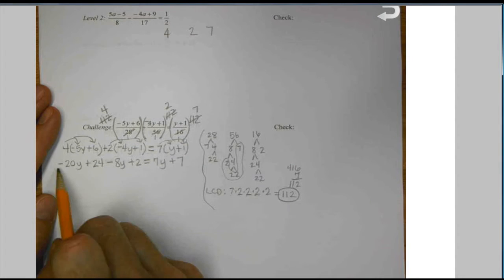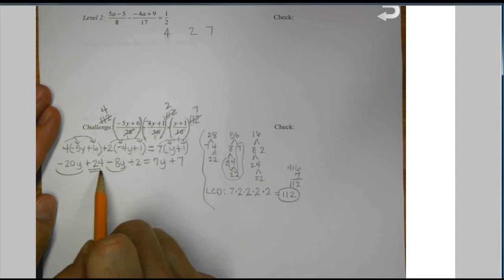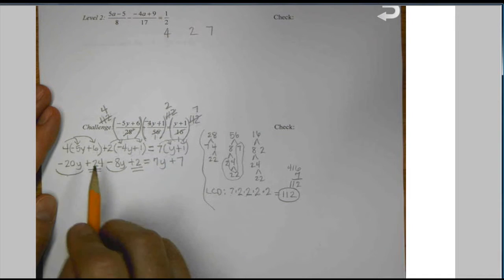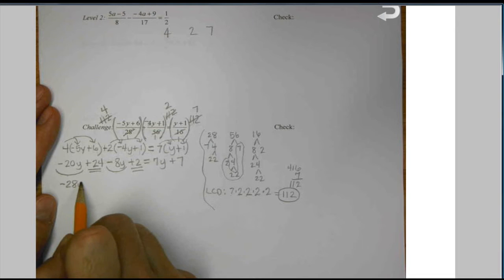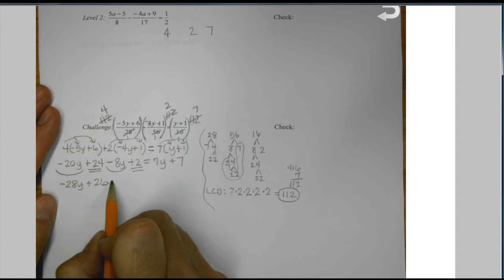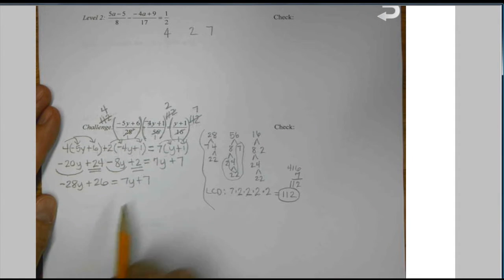Now I want to combine like terms. Negative 20y and negative 8y, a positive 24, and a positive 2. So when I combine negative 20 and negative 8, then I have negative 28y plus 24 plus 2, that'll give me plus 26, equals that 7y plus 7 on the right, and there were no like terms on the right hand side. Now I want to move the terms with y to the same side and move the terms that are just numbers to the other side.